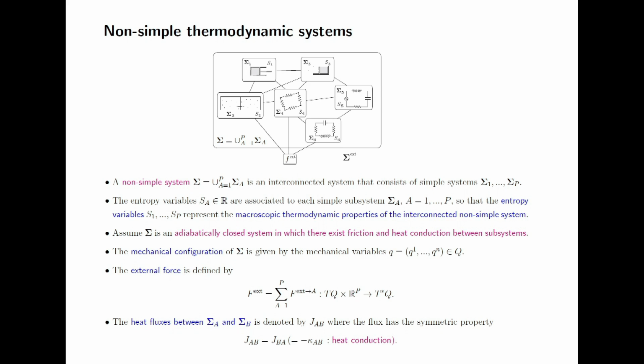We also consider the external force, given by a map from TQ times RP to T star Q, where RP is the space for the entropy variables. Inside the system, we consider some friction and heat conduction between the subsystems. Heat conduction is denoted by J_AB, from subsystem A to B, which has a symmetric property.